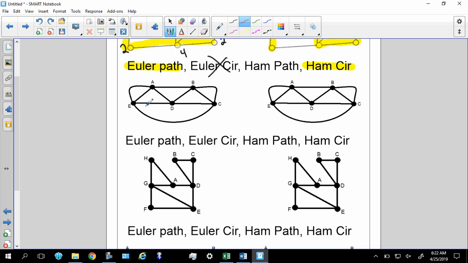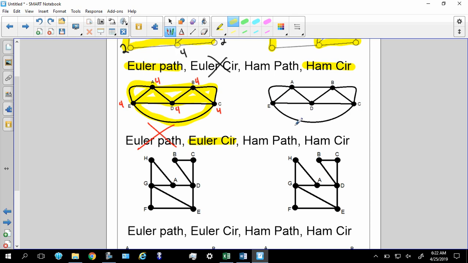Notice how I'm always doing the degrees. All right, so the degrees: E has a degree of 4, D has a degree of 4, C has a degree of 4, B has a degree of 4. Look at that, they're all even. So I already know that it's not going to be an Euler path. All right, so Euler circuit, here we go. There we go, there's my Euler circuit.